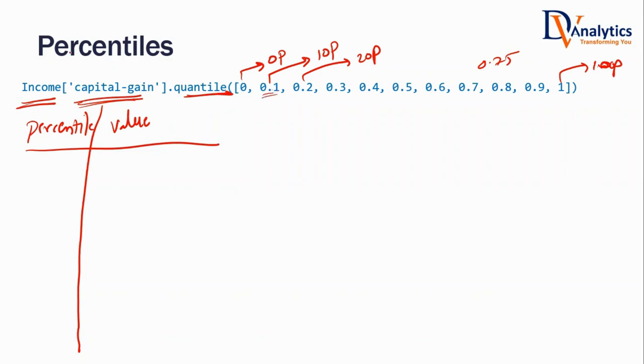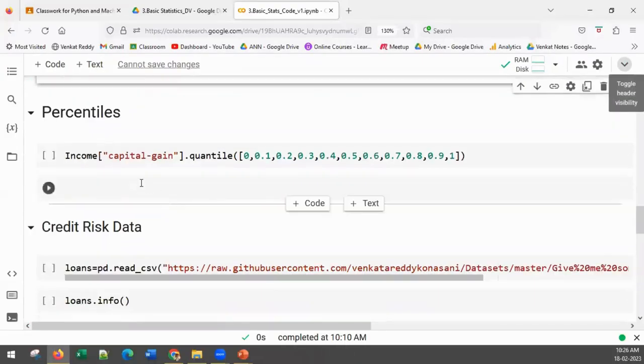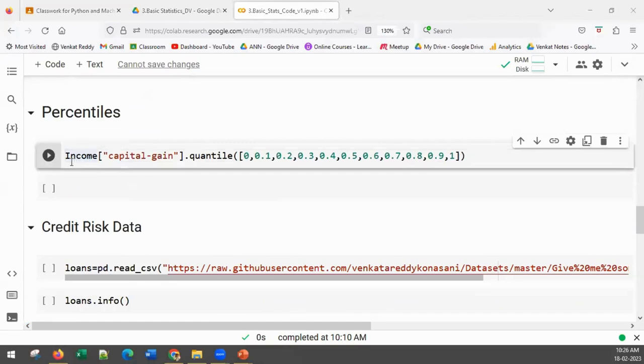Okay. Have you understood this piece of code, all of you? Please confirm that. Data frame name, column name, dot quantile, mention whatever percentiles that you want. Go ahead, go back to your code file. Execute this code. Let me know once you have the data. We will discuss the output.